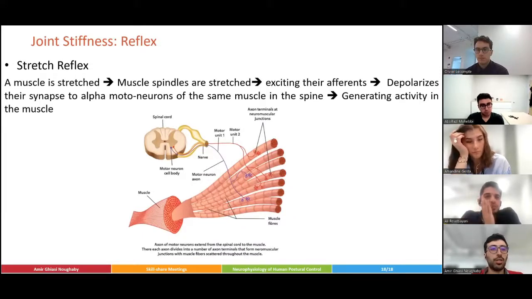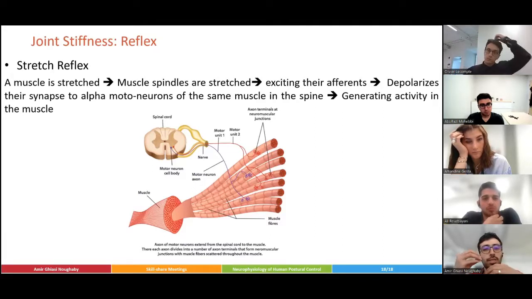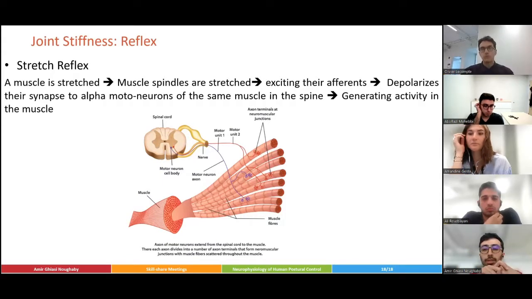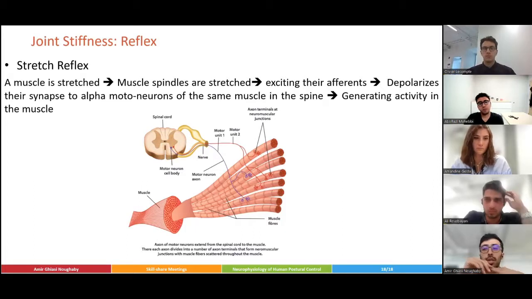And the second part of the joint stiffness is the stretch reflex. When a muscle is stretched, muscle spindles are also stretched, which excites their afferents, and then depolarizes the synapse to alpha motor neurons of the same muscle in the spine, and consequently it generates activity in the muscle.